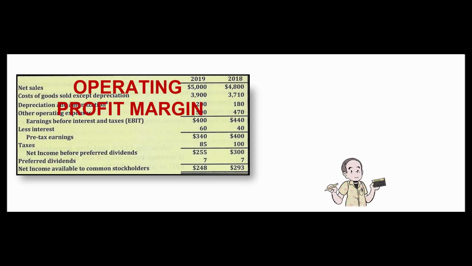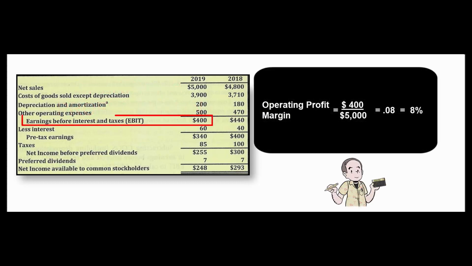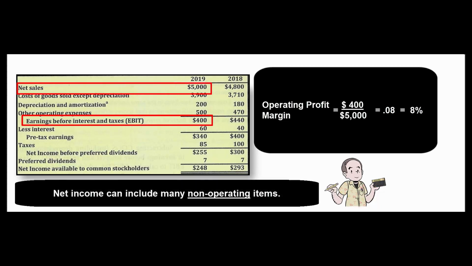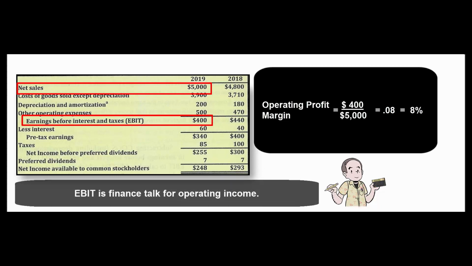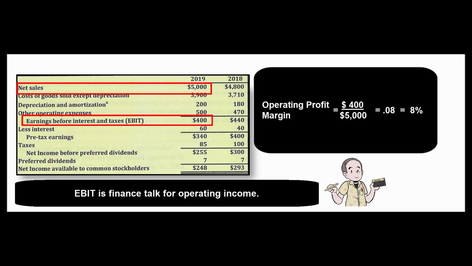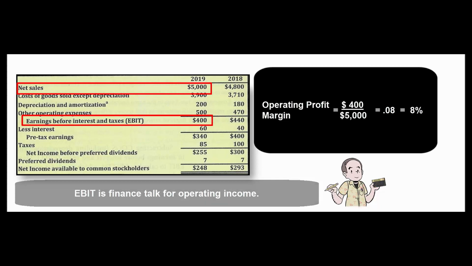Next, we'll look at operating profit margin. We'll take EBIT and put that over our sales. Net income is a great number, but that subtracts interest and taxes and other items like the sale of surplus property. We want to focus on their operations in this ratio, so we'll take earnings before interest and taxes, EBIT, of 400 and put that over our sales of 5,000 for an operating profit margin of 8%.